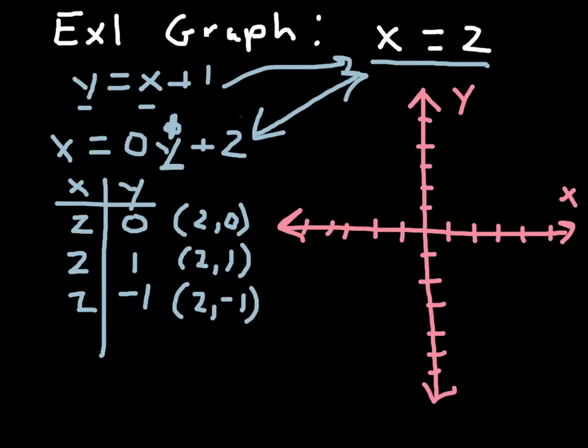How about if I put 2 in for y? Let's see, 0 times 2 is 0. 0 plus 2, I get 2. Now what's happening here? You'll notice that your x coordinate is always 2.